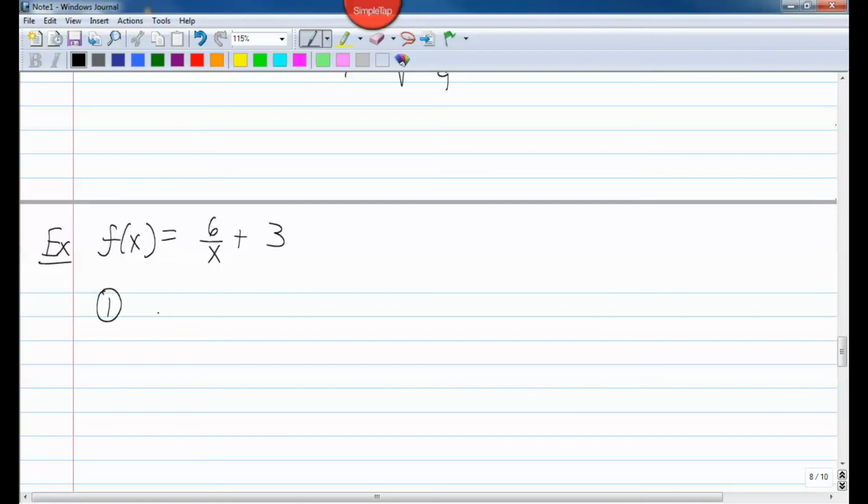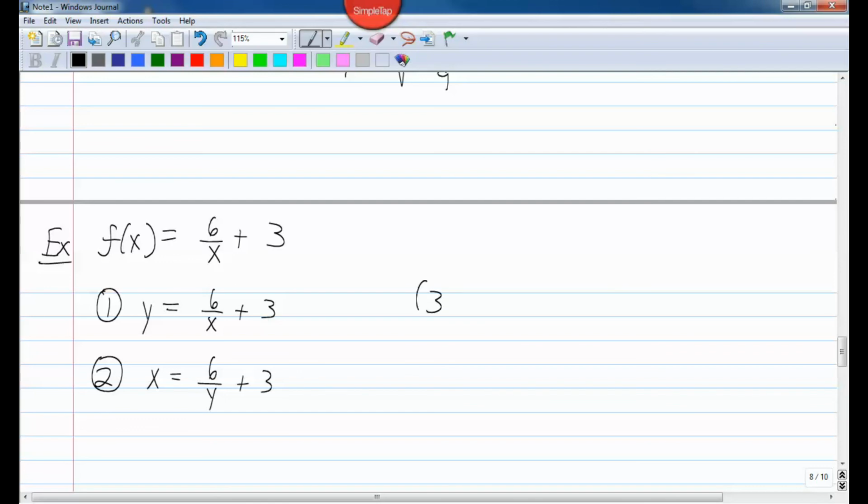make this y equals instead of f of x equals. So y equals 6 over x plus 3. Step 2, interchange x and y. So instead of y equals, I'm going to have x equals. So x equals 6 over y plus 3.